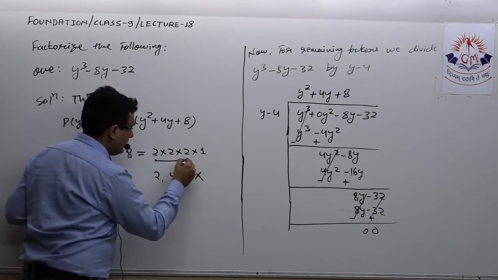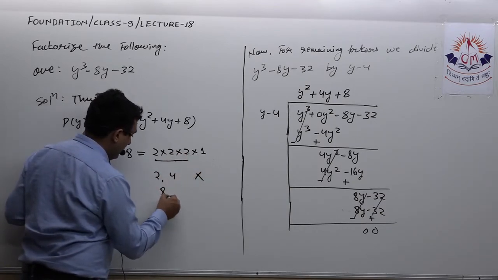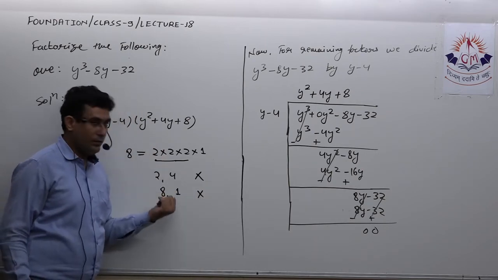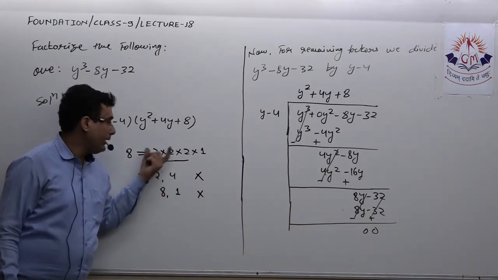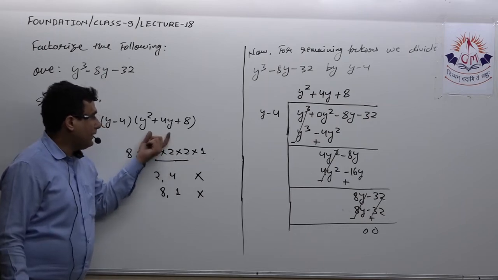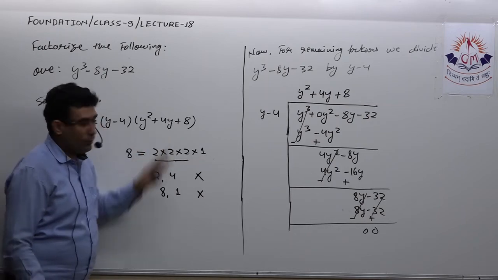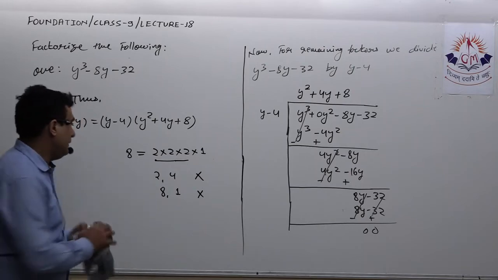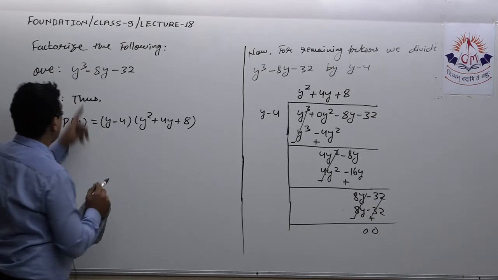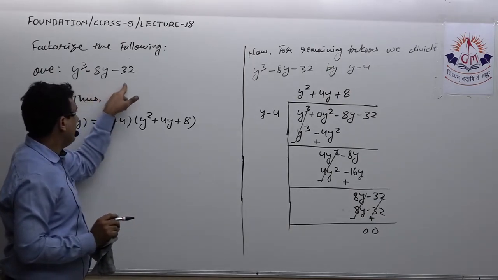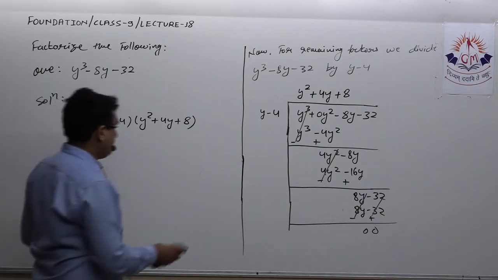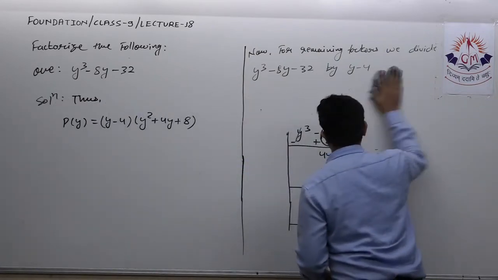So now I'll take 3 together, that is 8 and 1. Again it is not possible to get 4 using these. So these are the only possible combinations of the factors of 8 by which we are not getting 4. It means it is not possible to factorize it further. So here I will conclude that this is my final answer. That means the factors of y cube minus 8y minus 32 are this only. Okay, so now after this we'll see the next question.